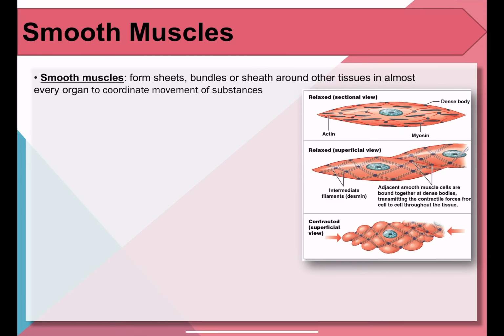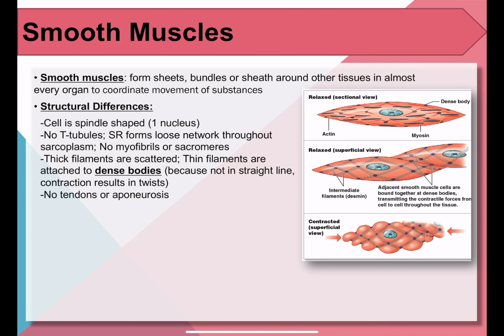Okay, so smooth muscles are almost completely different from skeletal muscles. Their cell, for example, is spindle shaped versus that cylindrical shape, and they form sheets, bundles, or sheaths around tissues. They're shaped very differently, and that's why, microscopically speaking, they are almost completely different. Functionally, they're also different, but let me finish with the structural differences first.